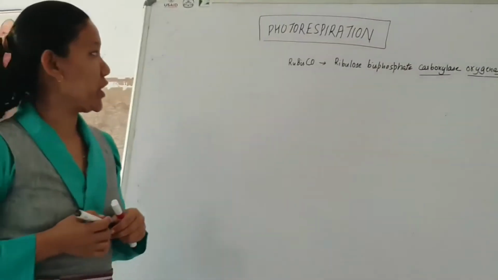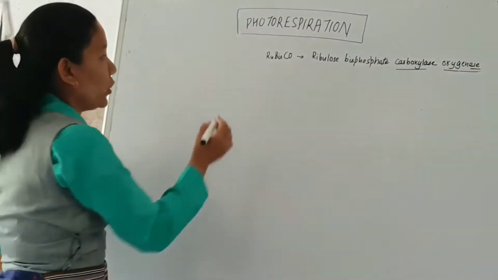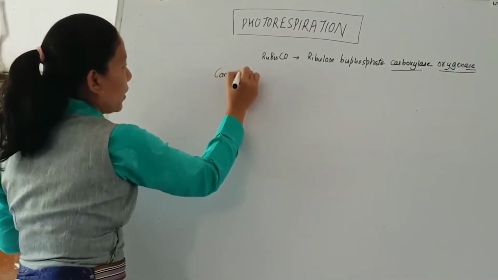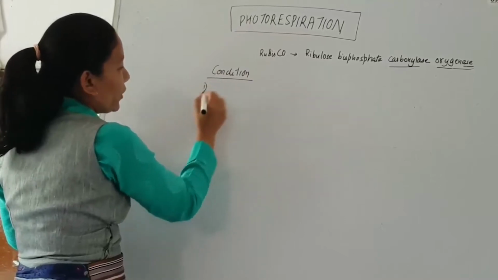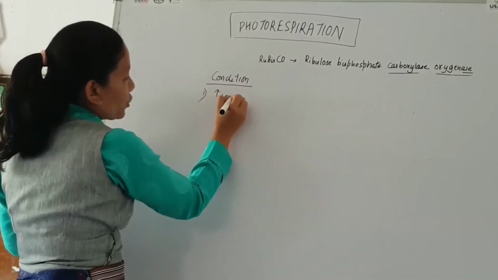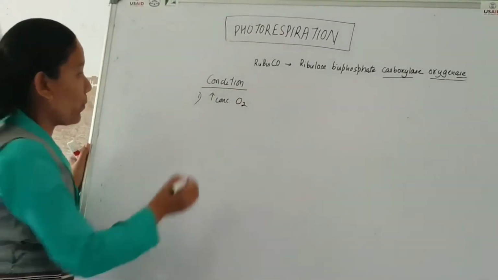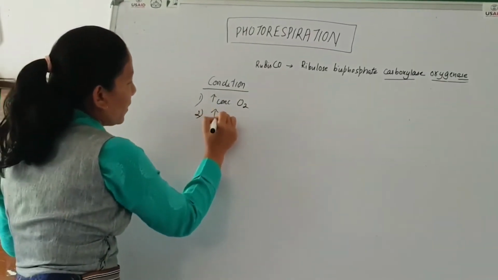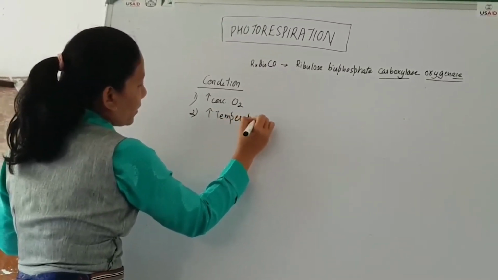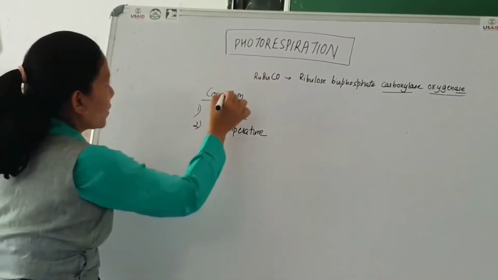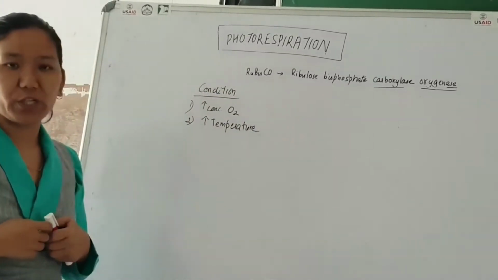So this photorespiration is a wasteful process, and the conditions required for it to occur are, the first one is high concentration of oxygen around Rubisco, and the second one is high temperature. And these two conditions favor the process of photorespiration.